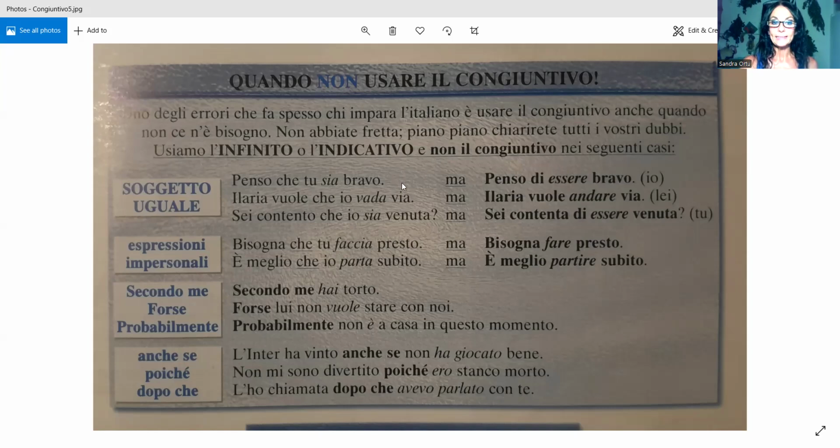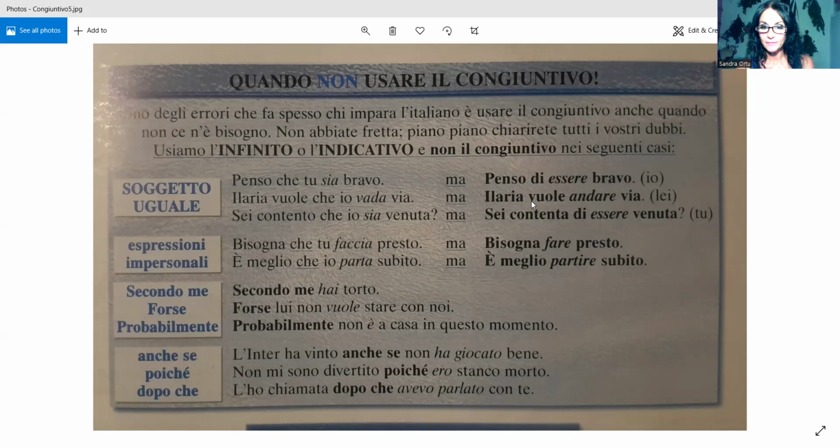Second example, Ilaria vuole che io vada via. Ilaria, she wants me to go away, to leave. So two different subjects. Ilaria is one, and I, another person. So with a different subject, we are going to use subjunctive. However, Ilaria vuole andare via. If she wants to go away, then we are not going to use subjunctive. She can just go without subjunctive.